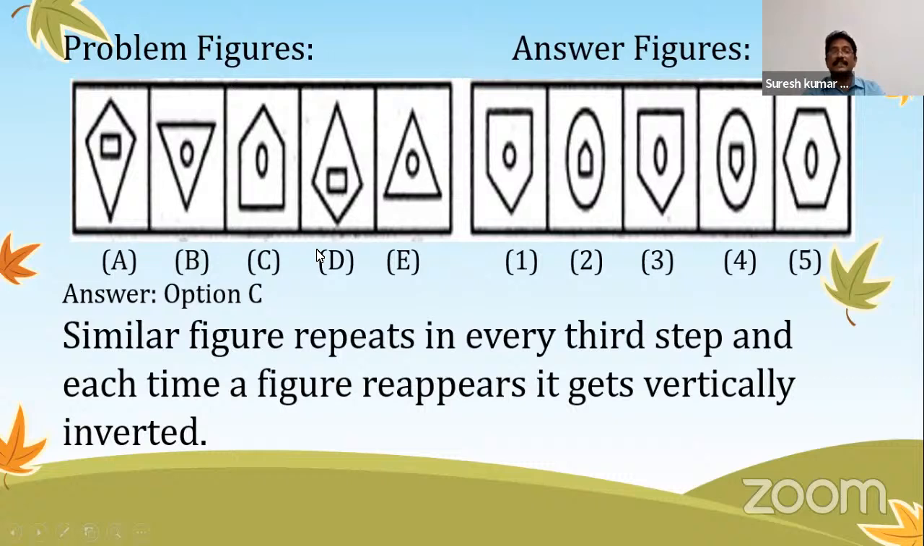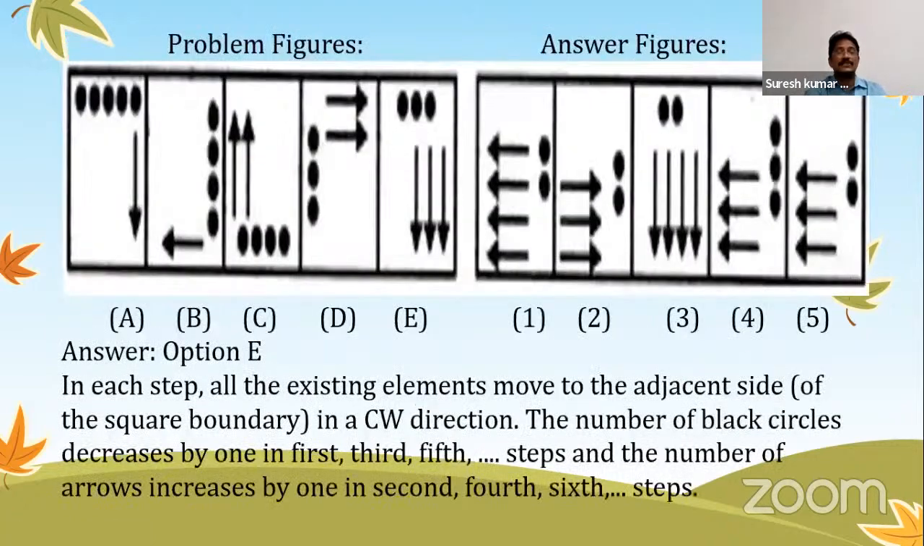This should be inverted. When you invert this, this will come. When you invert this, this will come. So obviously, option C is the correct one. So clear? Okay. Now see the last one, of course.